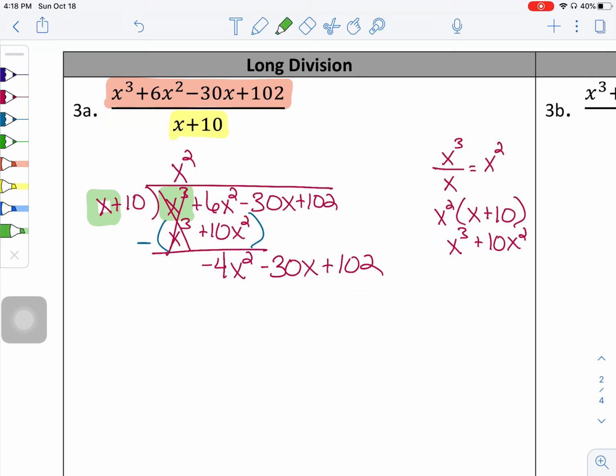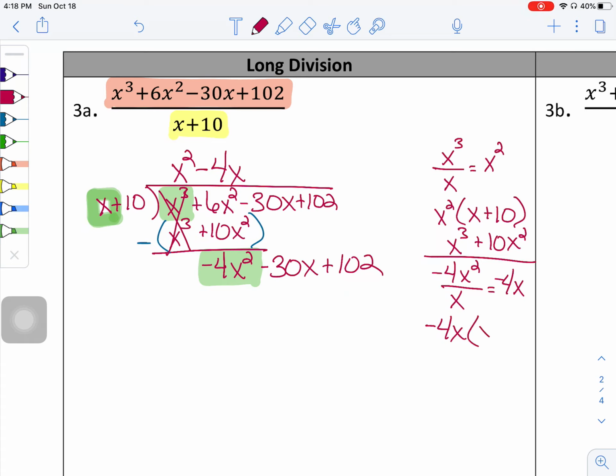And I'm going to start the process again. So I am going to take x, and I'm going to divide it into negative 4x squared. If it helps to keep everything straight, put this off to the side and make a little note. You're taking negative 4x squared divided by x. Well, that's just negative 4x. Now you're going to take that negative 4x, put it up top as part of your answer, and distribute it to the x plus 10. So when we distribute, you get negative 4x squared minus 40x. So let's line those up. Negative 4x squared minus 40x.